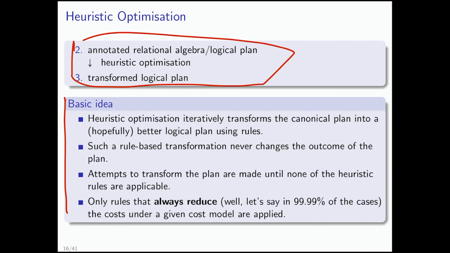We rewrite that plan, and that's called rule-based transformation. So that's what I just said. Rule-based transformation may never change the result of a plan, but we attempt to transform the plan until none of the heuristic rules are applicable, and we only use rules that always reduce, or that we believe reduce, the costs under a given cost model.